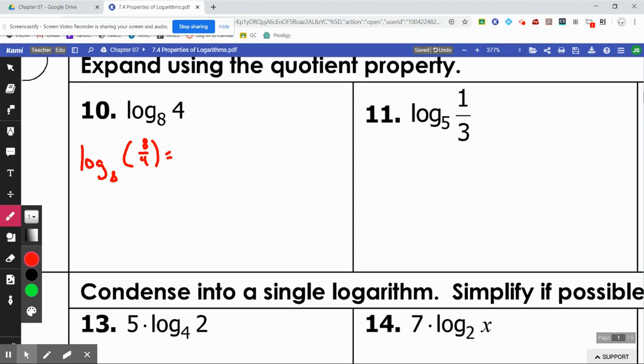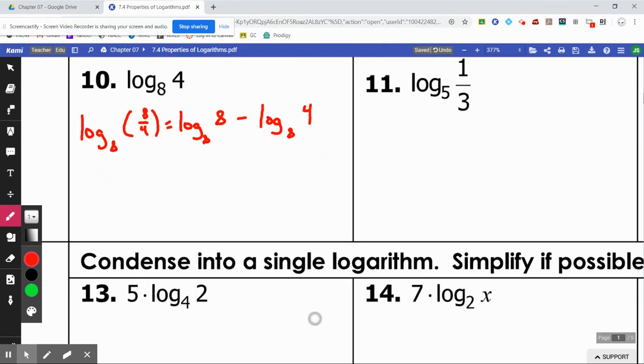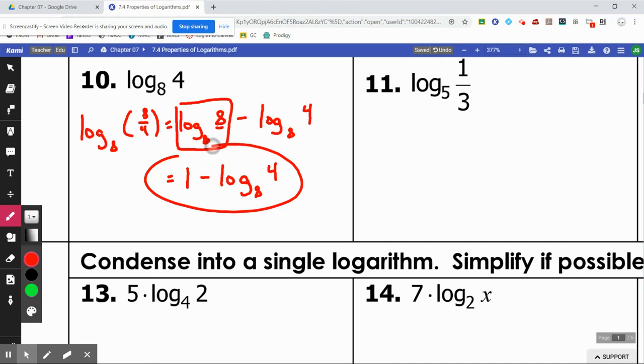So that would be, using the quotient property, the log of a quotient would be the log of the top minus the log of the bottom. And you could actually clean this up because log base 8 of 8, again, 8 to what power is 8? This would be a 1. So you could write this as 1 minus log base 8 of 4 if you'd like to.